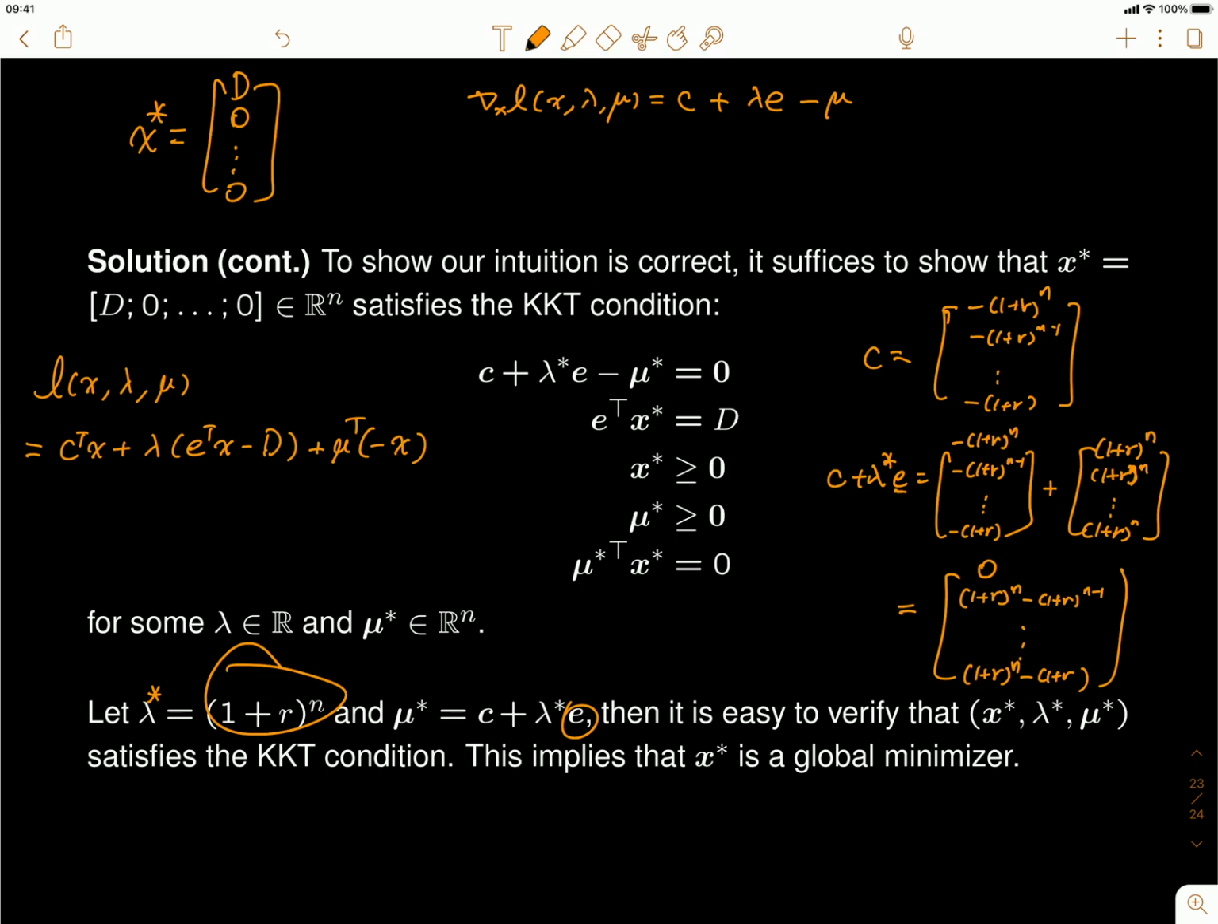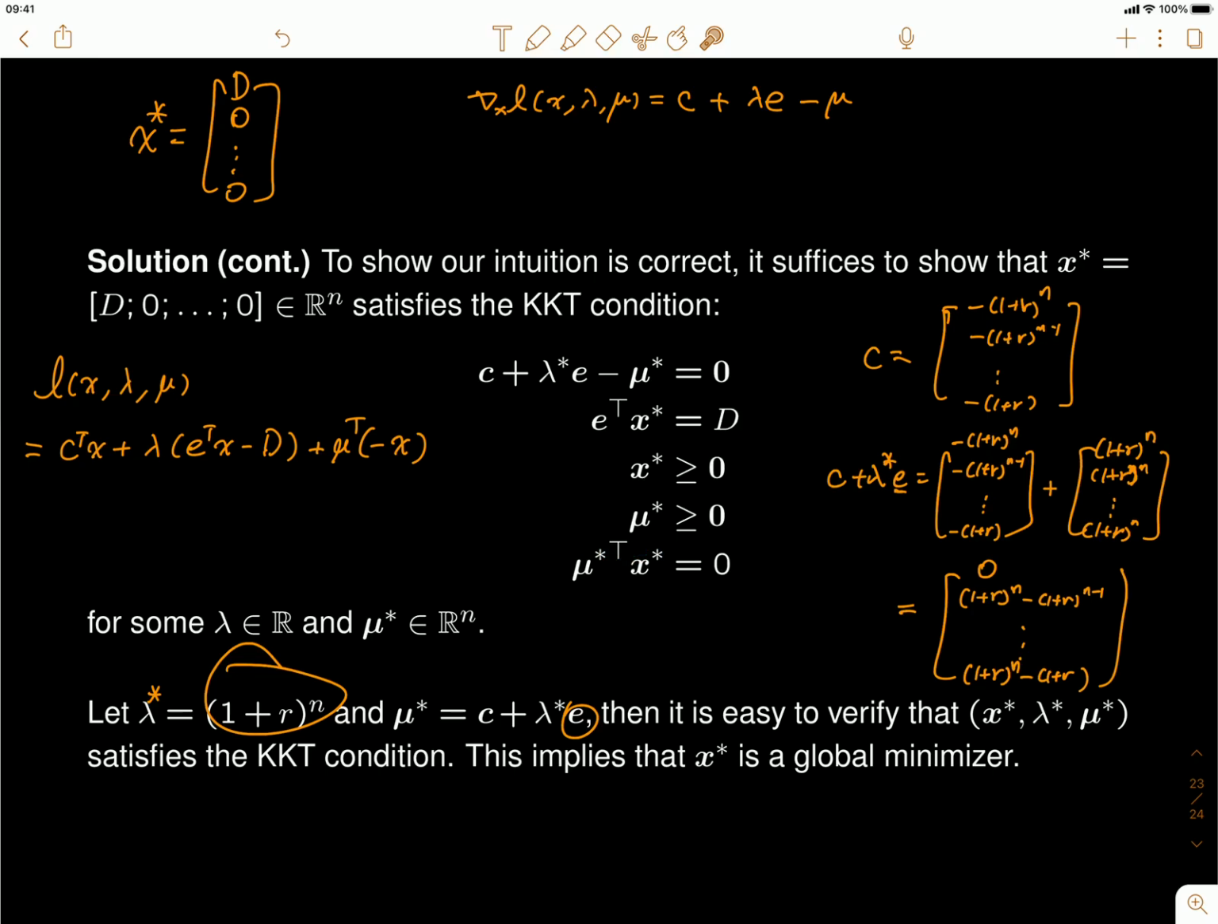Now we only need that, because this is c plus lambda star e, that's what this one is. Okay, and if I set mu star, then c plus lambda star e plus my mu star must be equal to 0. Okay, my mu star is equal to that. So this one is verified. This one is verified. This one is verified. This is also verified. And only the last one remains, whether the inner product of these two is equal to 0.